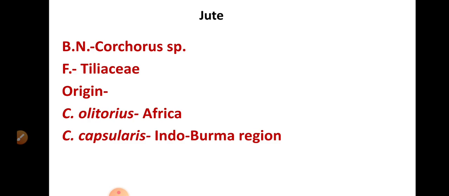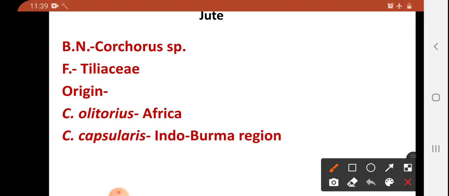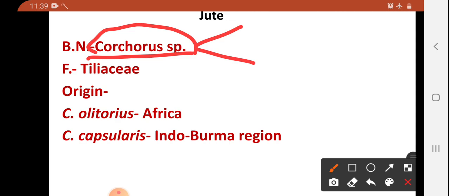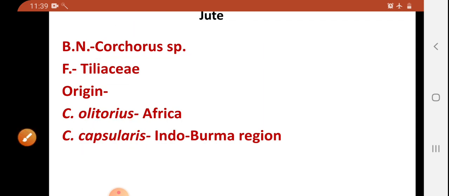The botanical name of this crop is Corchorus species. Why have I written Corchorus species? Because this jute has two species used for cultivation. One is olitorius and the next one is capsularis. While writing the botanical name of this crop, you can write Corchorus olitorius or Corchorus capsularis, or both.